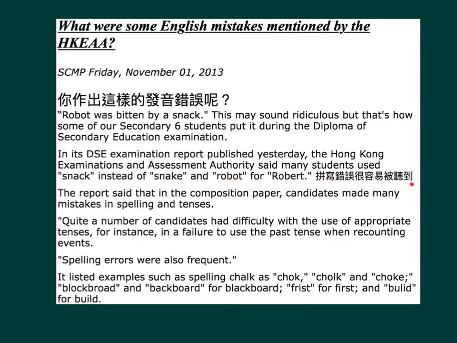拼寫錯很容易被聽到。The report said that in the composition paper, candidates made many mistakes in spelling and tenses. Quite a number of candidates had difficulty with the use of appropriate tenses. For instance, they failed to use the past tense when recounting events. Spelling errors were also frequent. He listed examples such as spelling chalk as chok, cholk, and choke, block, broad, and back board for blackboard, first for first, and bulid for bill.